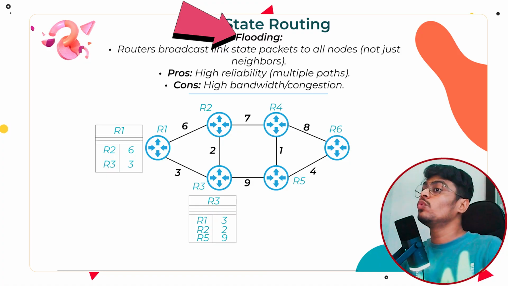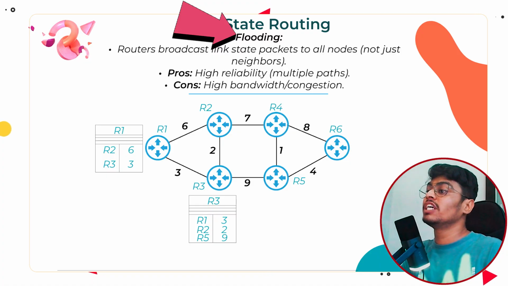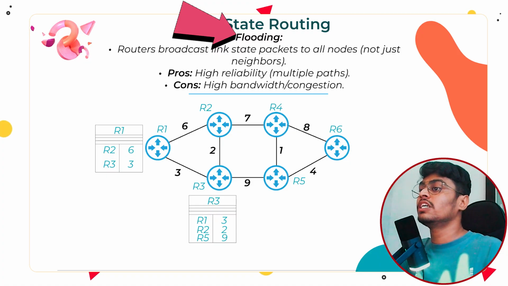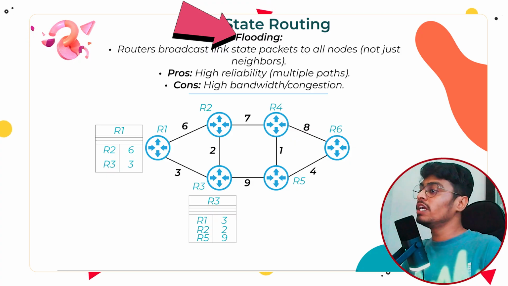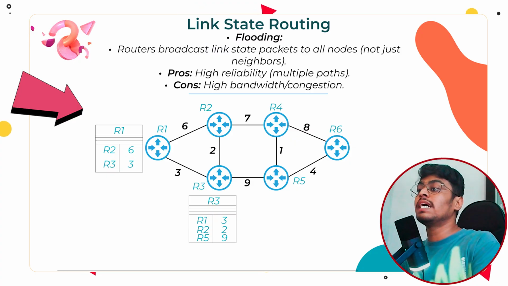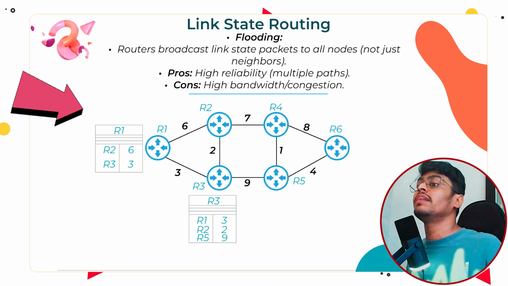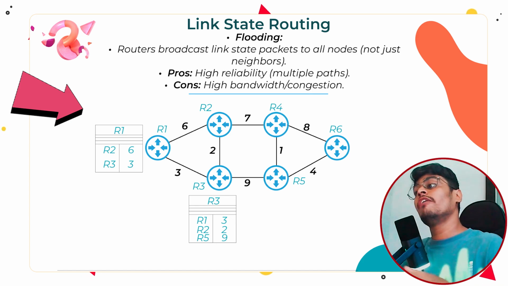Now step 2 is flooding. The major difference from distance vector routing is that in link state routing we use flooding instead of sharing only with neighbors. Flooding means R2 or R1 will send its link state packet to everyone in the network, not just neighbors.